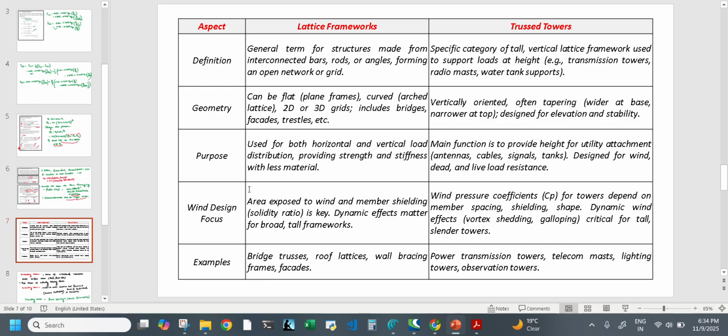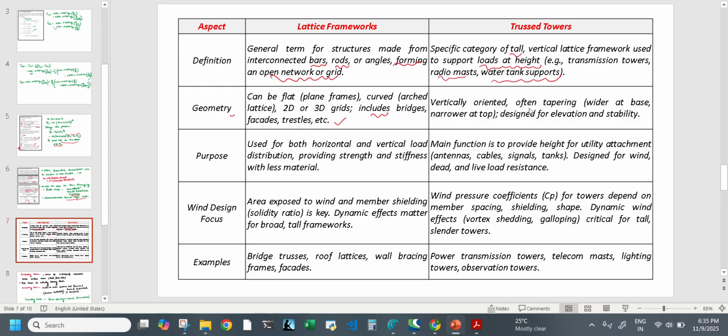Now we don't know what is the difference between lattice structures and truss structure. Lattice is a general term for a structure made from interconnected bars, rods, angles forming an open network or a grid. Truss structure is a specific category of tall vertical lattice framework used to support load at height, such as transmission tower, radio mast and water tank supports. Geometry can be flat and curved, and 2D grids include bridges, facades and trestles.